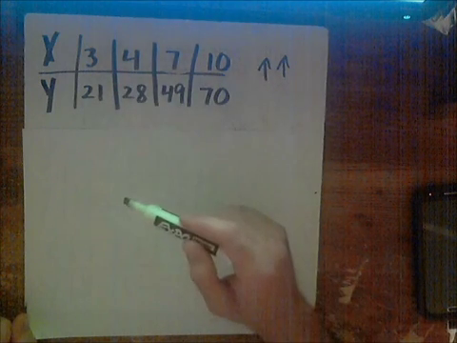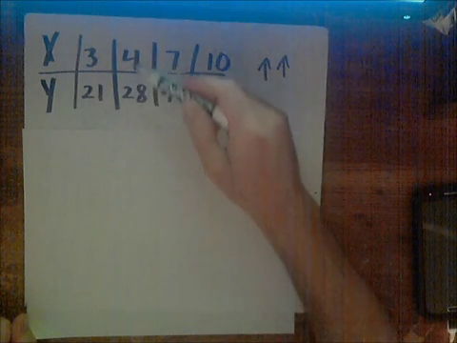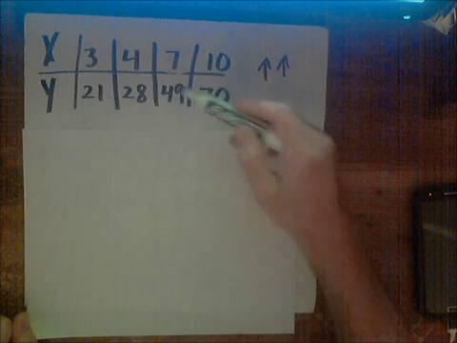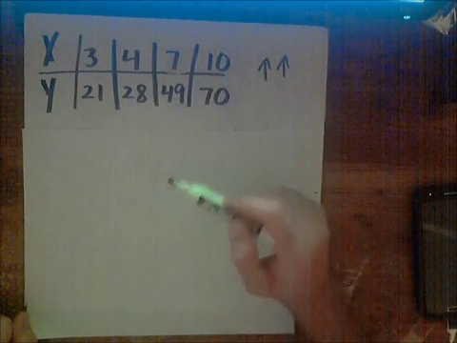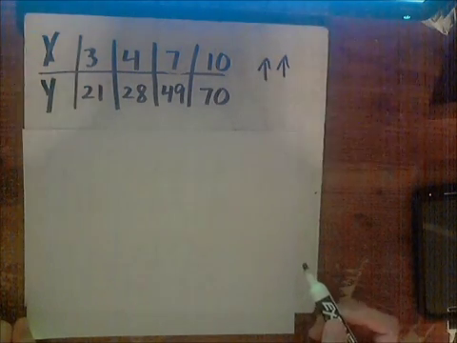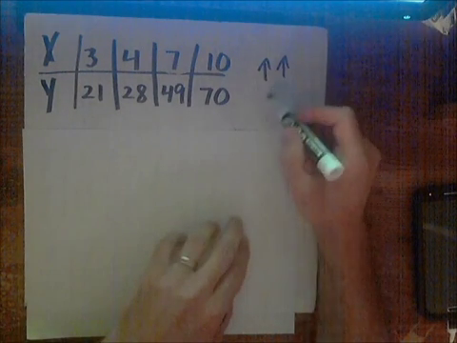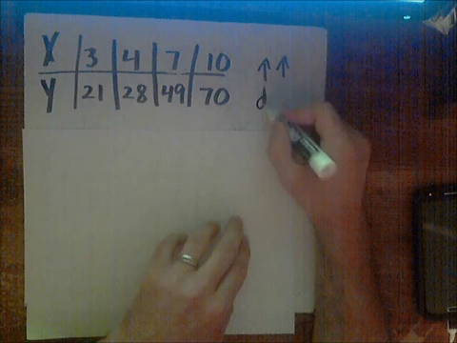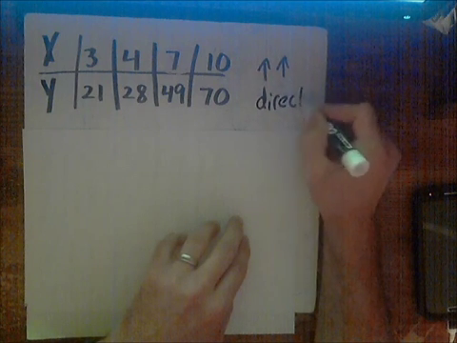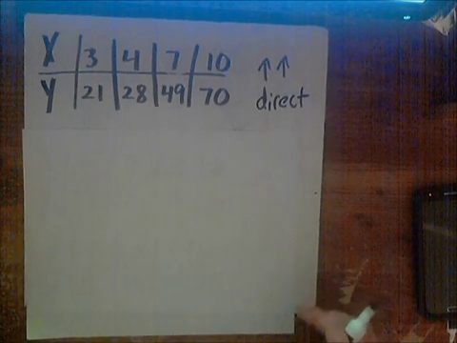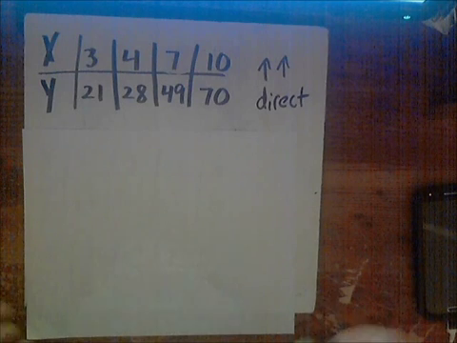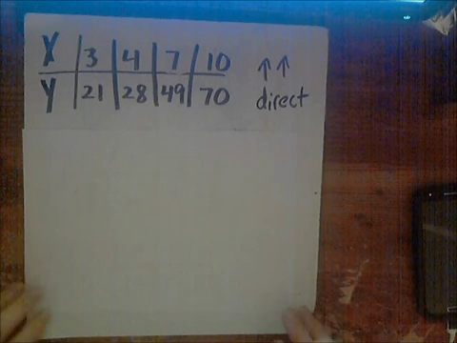21 divided by 3 is 7. 28 divided by 4 is 7. So is 49 divided by 7. So is 70 divided by 10. So because you get the same quotient over and over, this is in fact direct variation. 7, by the way, is called the constant of variation here, and we'll talk more about that later.